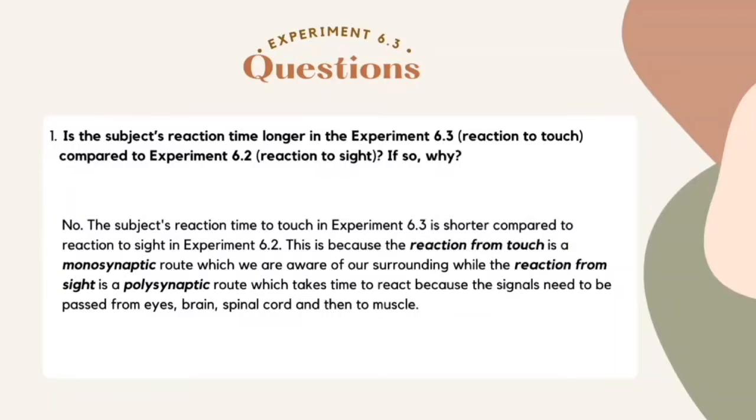This is because the reaction from touch is a monosynaptic route, while the reaction from sight is a polysynaptic route, which takes more time to react because the signal needs to be passed from the eyes, brain, spinal cord, and then to the muscle.